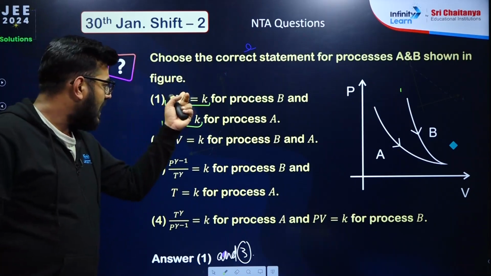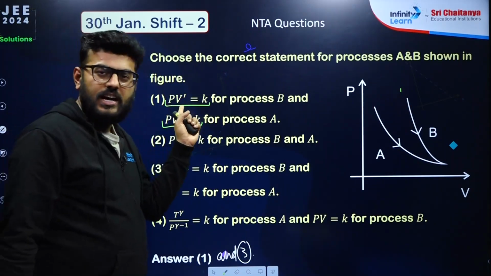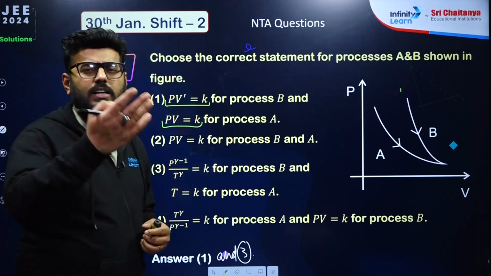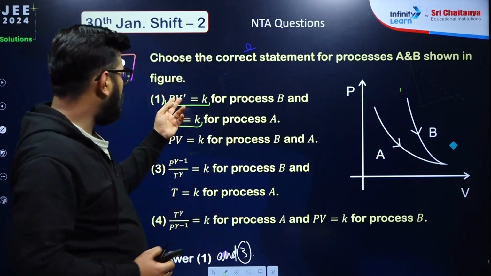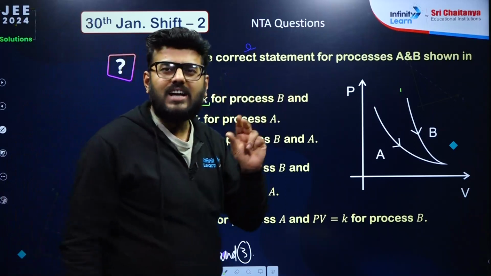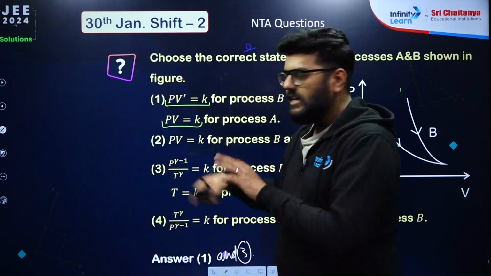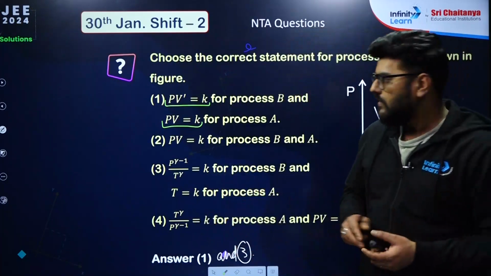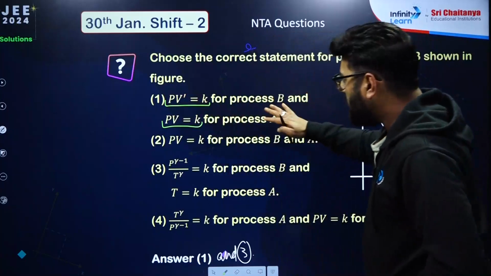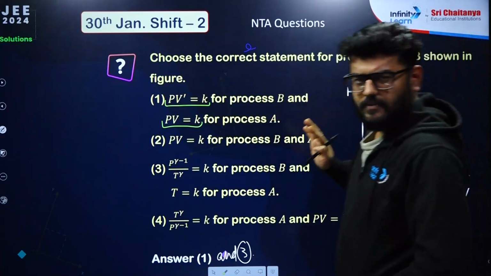If the value of this dash is greater than, this is dash. If the dash value is somewhat greater than, we don't know what the dash represents over here. The dash can represent any value which is greater than 1. Okay. So if that is greater than 1, then obviously this is perfectly fine, right?